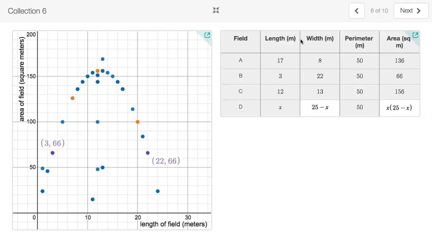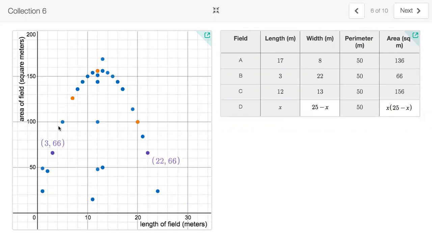So all of these fields had the X's as the lengths of the fields, and then the Y was the area. So the length was this column here, and the area was what you all figured out over here. So this student had 3 different lengths. One that was only 3, the area was 66, and then 12 and 156, and then 17 and 136.